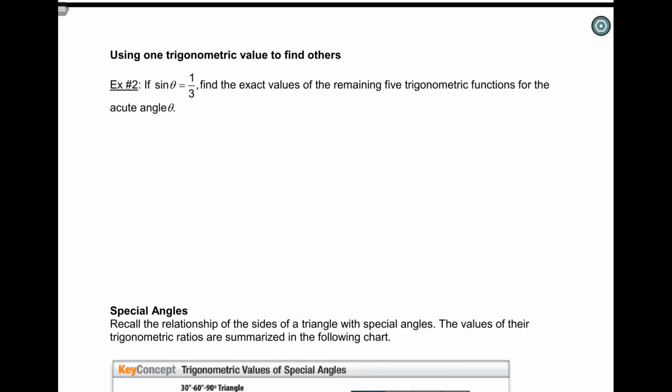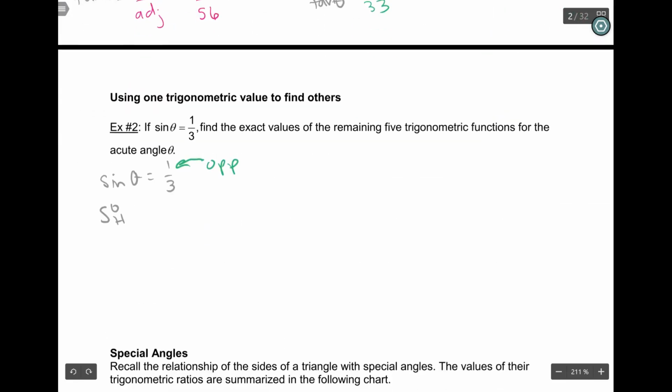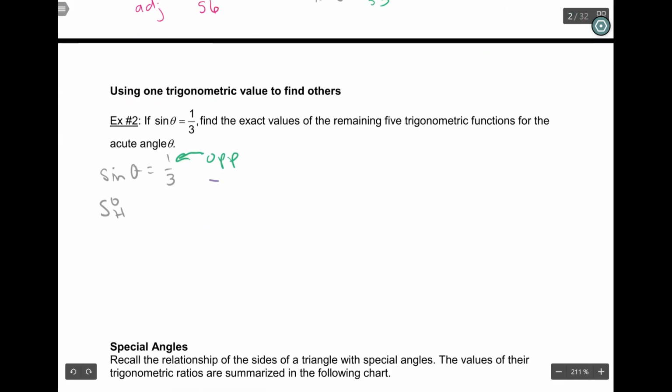So, using one trig value to find others. Example 2 says if sine theta is equal to 1/3, find the exact values of the remaining 5 trig functions for the acute angle theta. So first, let me write sine theta is equal to 1/3. And remember, SOHCAHTOA, so this means that the 1 is going to be our opposite. Oops, let me change that color. Oh my gosh. Did I use up your opposite? Green. So 1 is our opposite, and then our hypotenuse is going to be 3.